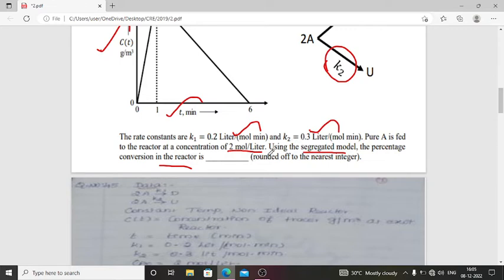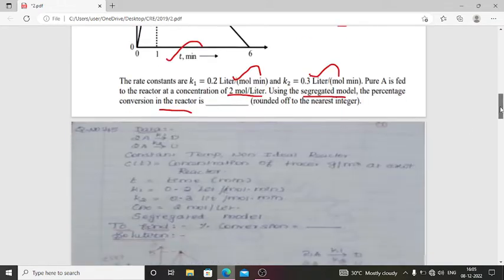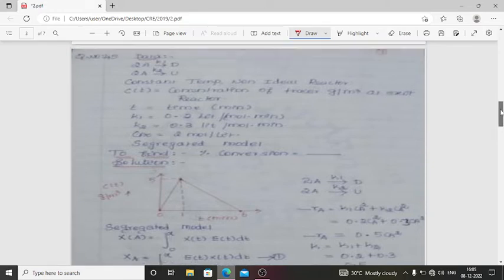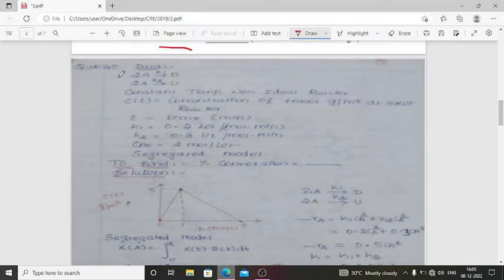So by using the segregated model, determine the percentage conversion in the reactor, rounding off the result to the nearest integer. The data: we have two reactions, 2A gives D and 2A gives U. Both are parallel reactions. The first reaction has rate constant K1, the second reaction has rate constant K2. This is a constant temperature non-ideal reactor.